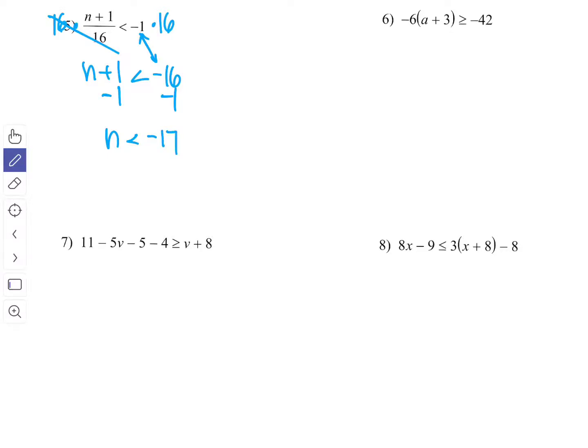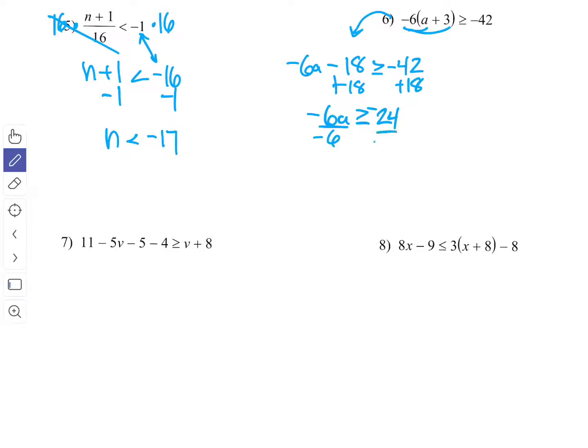Now, number 6, two ways I can do this one, right? First way would be to distribute. I get negative 6 times a minus negative 6 times 3, which would be 18, so minus 18. It's greater than or equal to negative 42. Add 18 to both sides. Get negative 6a is greater than or equal to negative 24. Divide by negative 6. And I would get a is less than or equal to, right now, going negative, this is going to turn into a positive 4. So because of that, I had to change the inequality direction.